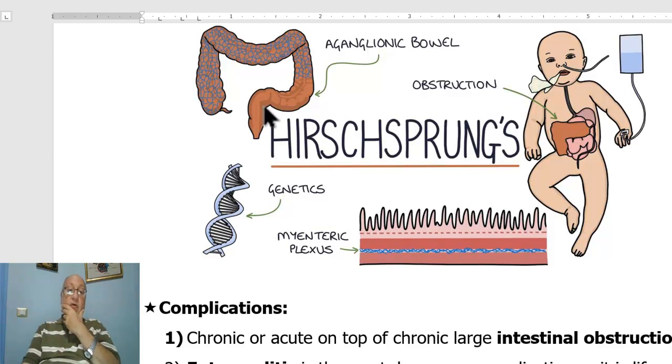Due to absence of ganglion cells, the affected segment is always contracted, and does not respond to the normal reflex. What is the normal reflex? Distension of the proximal colon leads to contraction of the colon with relaxation of the distal segment. So the normal reflex is distension of the proximal colon leading to relaxation of the distal colon.